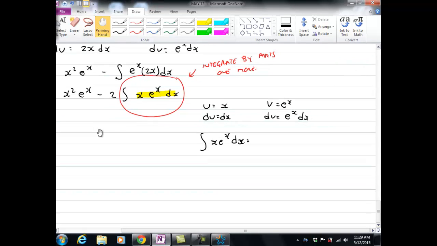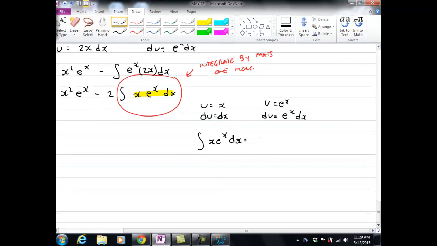And if I set it up correctly, I should have uv, which is x e^x, minus the integral of v du, which is e^x dx. See how much easier this becomes now? And the integral of x e^x really now becomes x e^x minus e^x. Don't forget your plus c right here.